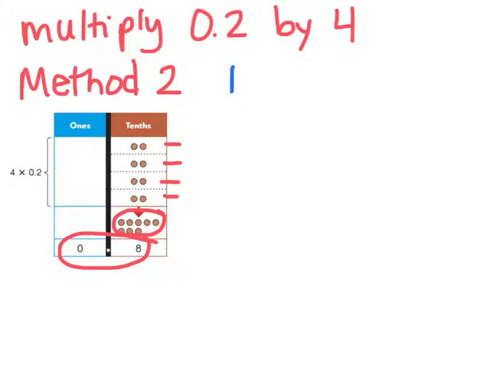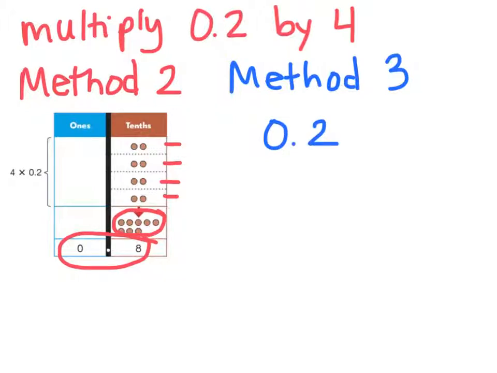Finally, method 3 uses traditional multiplication as you've seen it used before. We're simply going to set up our problem vertically, 2 tenths times 4. Even though the 2 tenths is a smaller quantity than the 4, because it has more digits, we're going to put it on top. Now we simply multiply as we normally would.